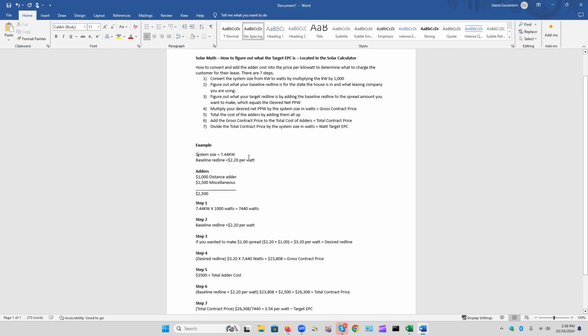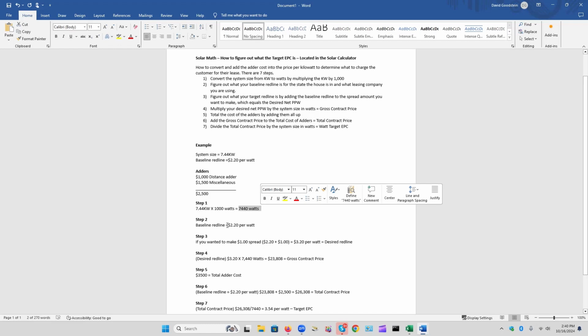So, for example, let's say the system size is 7.44 kilowatts, and the baseline red line is 2.20 per watt. And in this case, we're going to have 2 adders. We're going to have a $1,000 distance adder and a $1,500 miscellaneous, to have a total price of $2,500 in adders. So the first step, we're going to multiply the 7.44 kilowatts by 1,000 to get 7,440 watts.